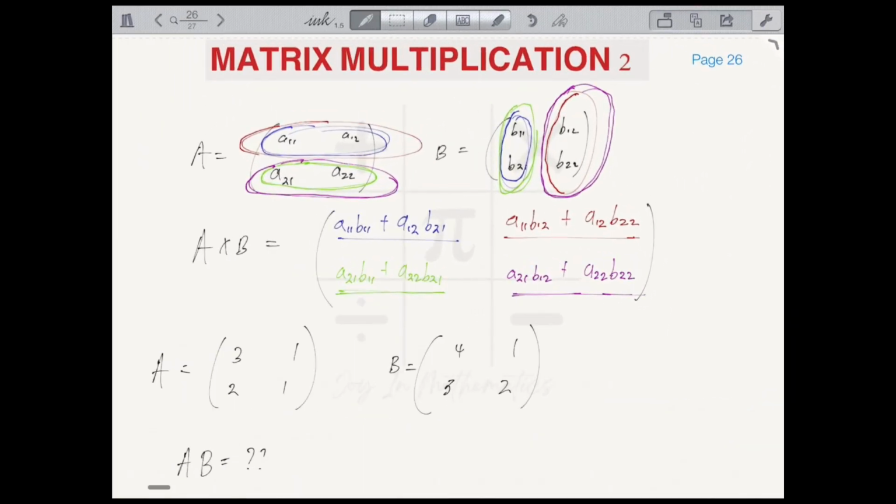In our previous video, we started with matrix multiplication. That's when we multiply a matrix by another matrix. And then we started with the order of 2 by 2 matrix. All right.